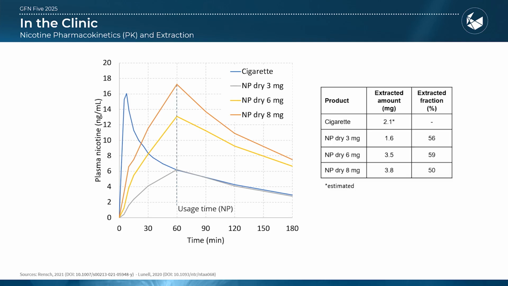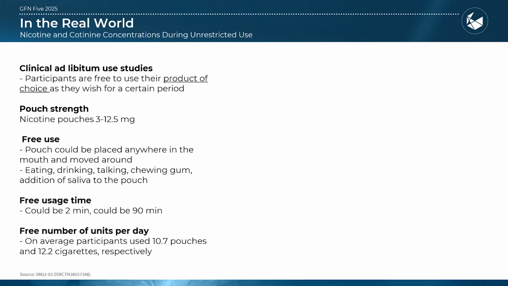This is illustrated in the table showing extracted amounts and fractions. Even though the pouches were used for 60 minutes, up to half of the nicotine is still left in the discarded pouch. So with slower nicotine delivery, a product requires more nicotine than a faster product to reach the same plasma nicotine concentrations.